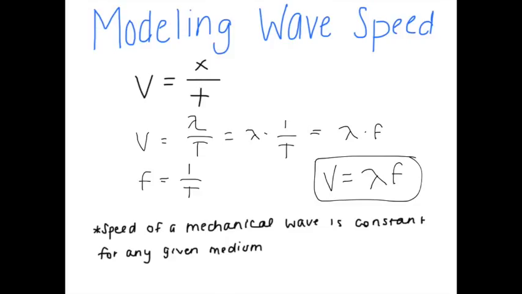And just a note that the speed or velocity of a mechanical wave is constant for any given medium. So if you have, for example, a wave rippling through water, that wave will be constant if it stays in water. However, it would move at a different speed if it were moving through a different medium, such as air.